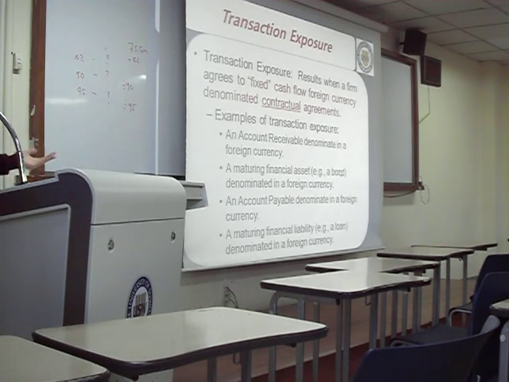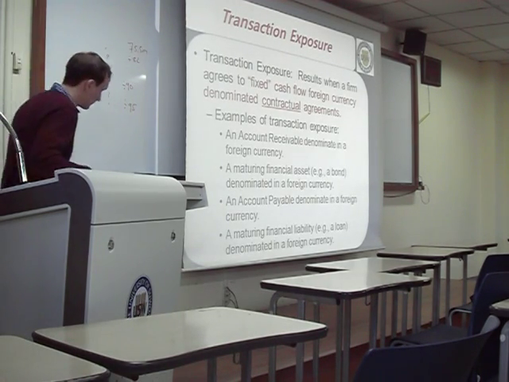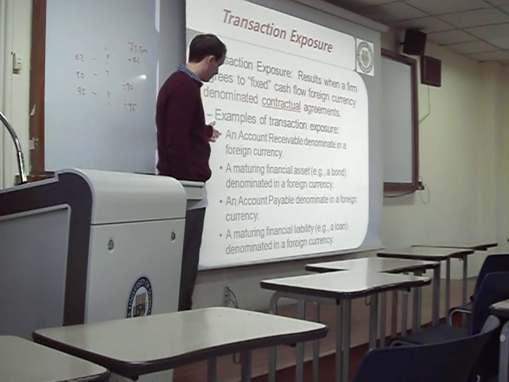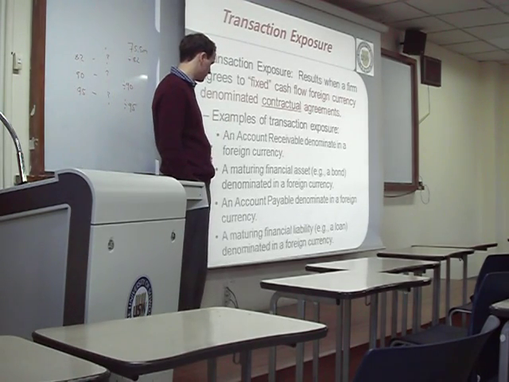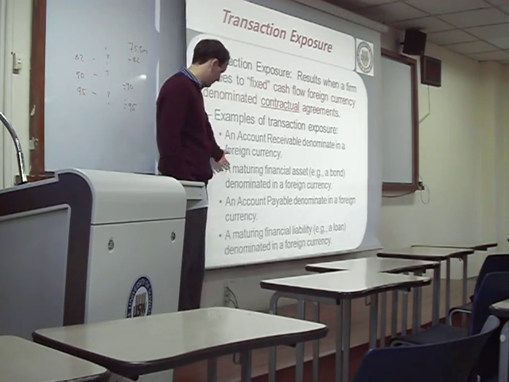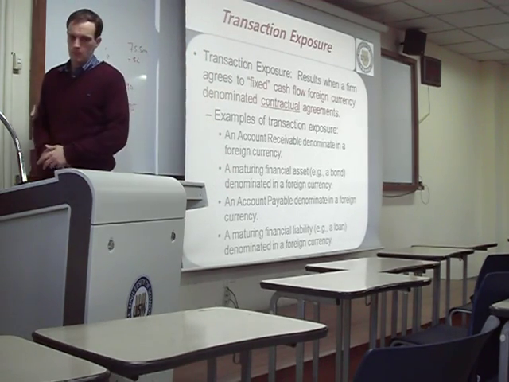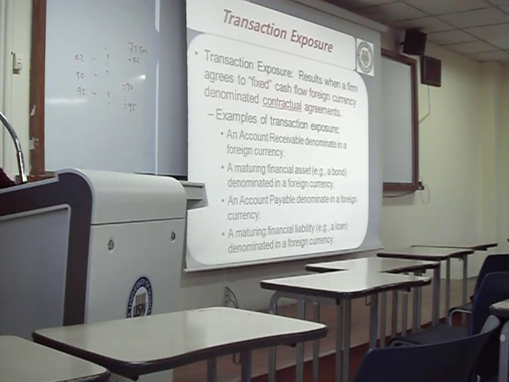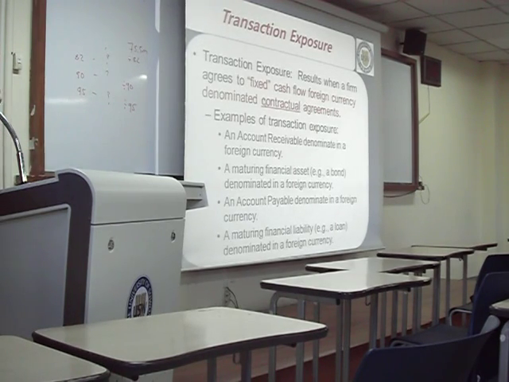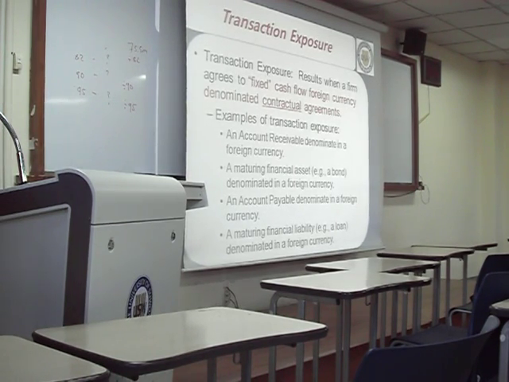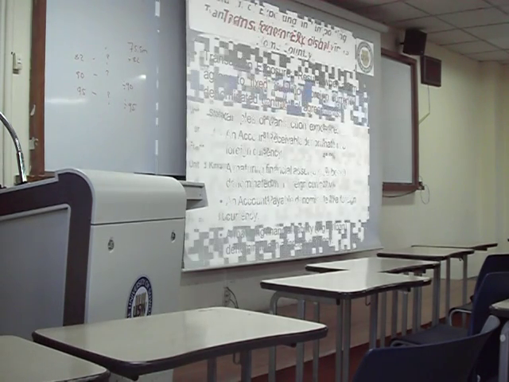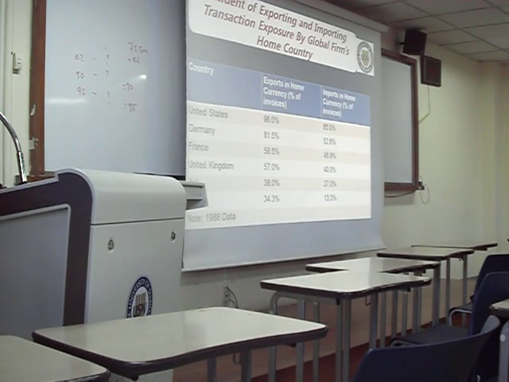Okay? So that's also called accounting exposure. So transaction exposure, the one we talked about. Accounts receivable. Okay? Financial asset like a bond or stocks. Accounts payable. Okay? A loan. We make a loan in a foreign currency. Do you understand transaction? Yes. Transaction is like contracts, okay? Buying and selling.